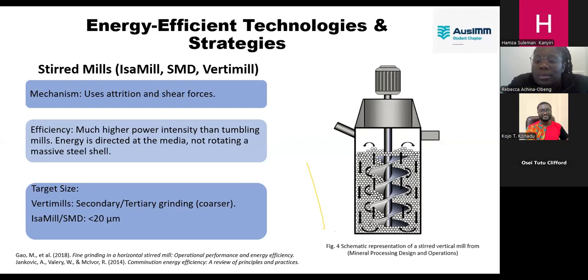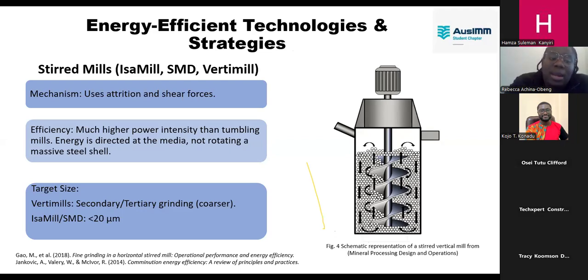When you talk about the advantage of having lower media consumption, with the traditional or conventional method, which is the ball mill and the SAG mill, the grinding media, the balls or the rods, the turnover is very high, you need to be changing them, and all of these add to the cost of comminution, right? Aside from the energy bit of it. So we have the Vertimills, which are used as a secondary or tertiary grinder, and then the ISA mill takes in less than 20 micrometer feed product.